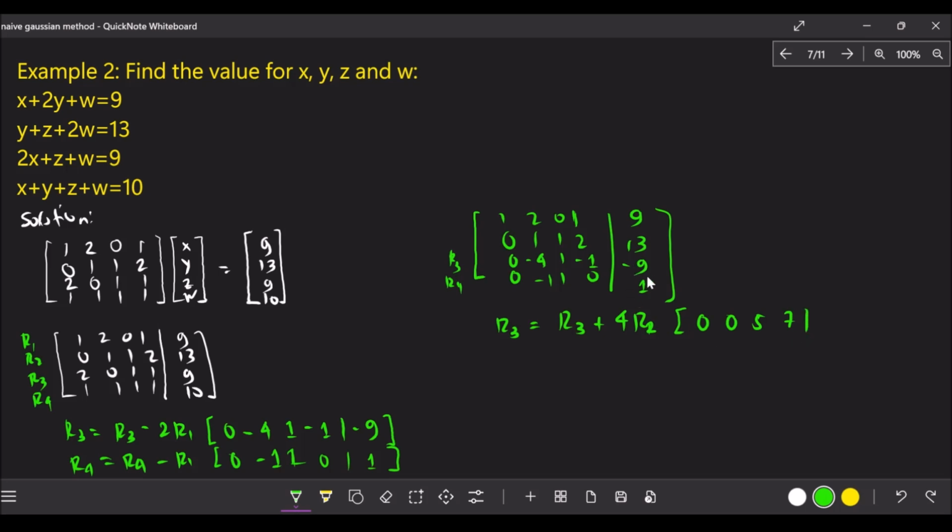For the constant, we have negative 9 plus 4 times 13, so that will be 52. So negative 9 plus 52 will be 43. Now we go to R4. We have R4 plus R1, just because we are doing plus on negative 1. So this will just be equal to 0. Okay, so we have 0 plus 0 is 0.